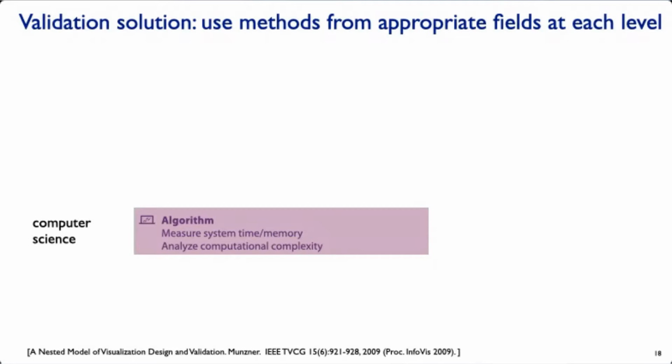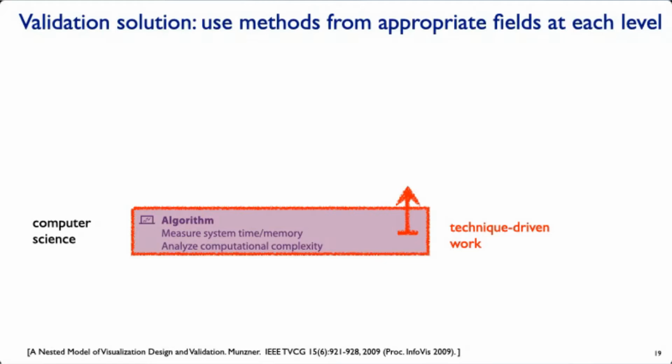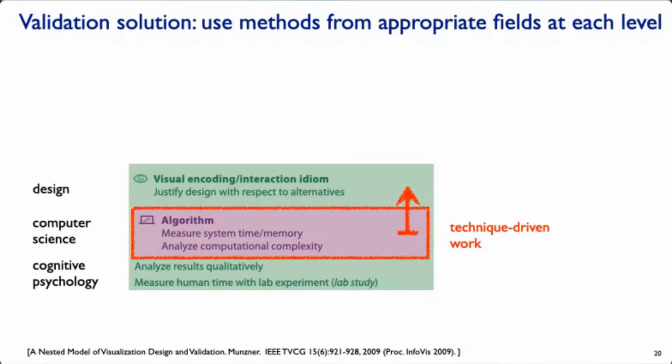So computer science usually does a great job of validation at the algorithm level. At the systems level, measuring computational benchmarks that give us system time and memory, that's something that's well taught in most computer science departments, or on the more theoretical side, maybe analyzing the computational complexity. But we can't stop there. This kind of technique-driven work is interesting and it's very common, but it's by no means the only thing we do in visualization. So what else could we do?